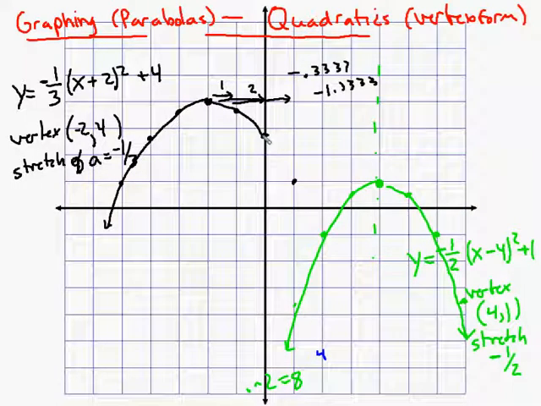Notice that when my stretch is a fraction, it widens the graph. So you could think of that as a horizontal stretch, a vertical compression. If it's a number like it was 2, it narrowed, so that's a horizontal compression, but that'd be a vertical stretch.